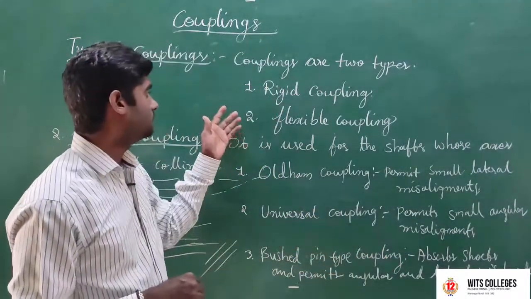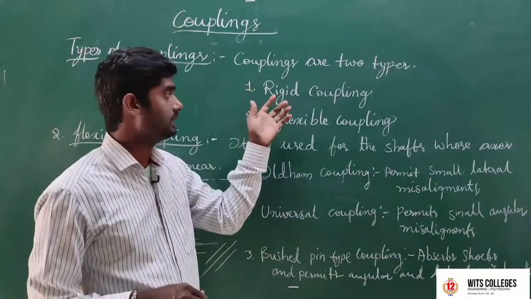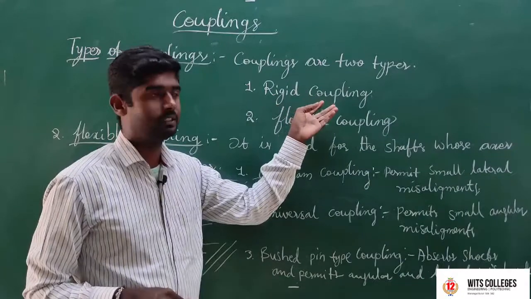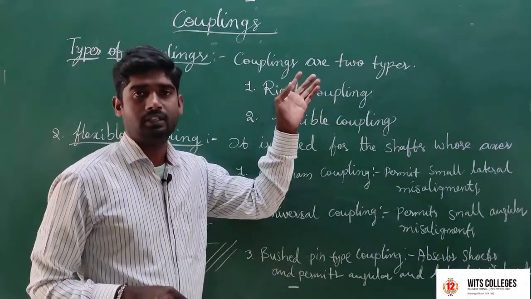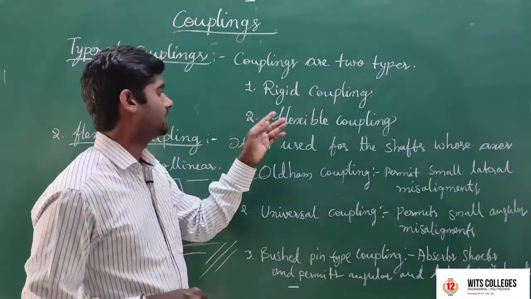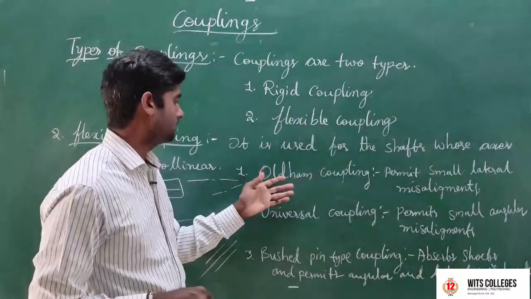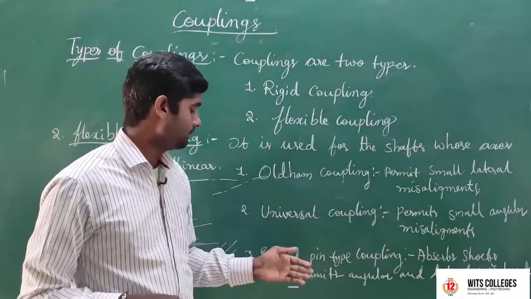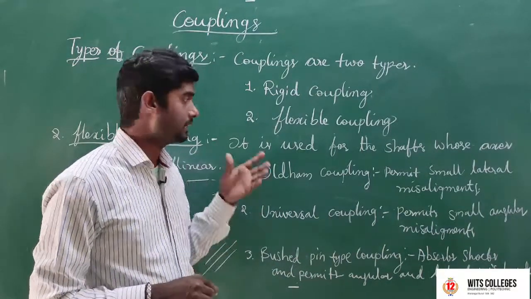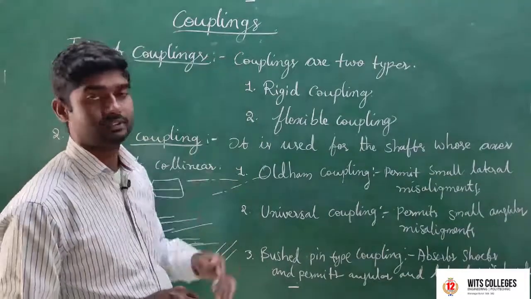These are the important types of couplings. One is the rigid coupling, which is divided into types such as the muff coupling and flange coupling. Next is the flexible coupling, divided into three types: Oldham coupling, universal coupling, and bushed pin type coupling. Next we are going to discuss the design of couplings.